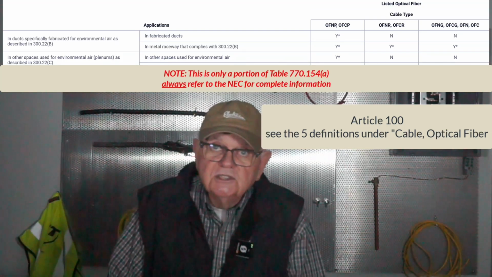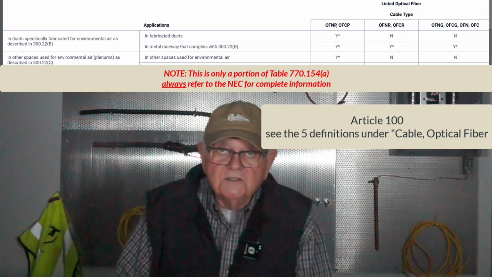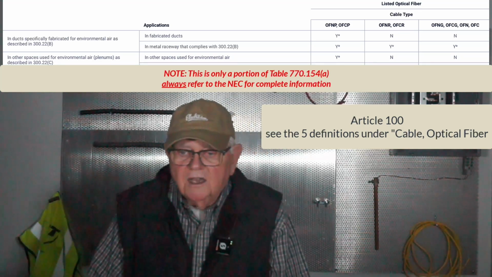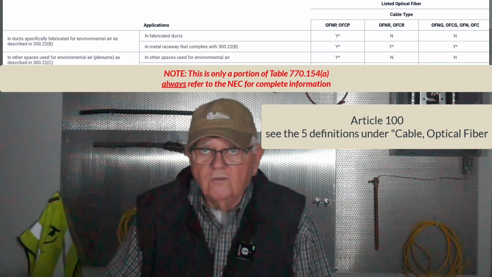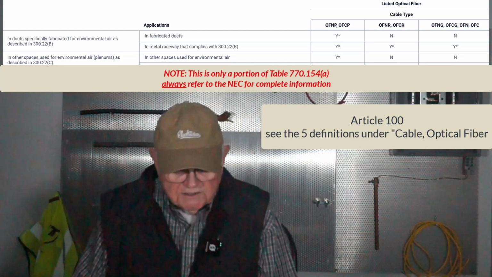So I pay attention to that. That's very important, obviously, because of what we just talked about. We're talking about human beings and life and health and so forth. So we pay specific attention to that table.